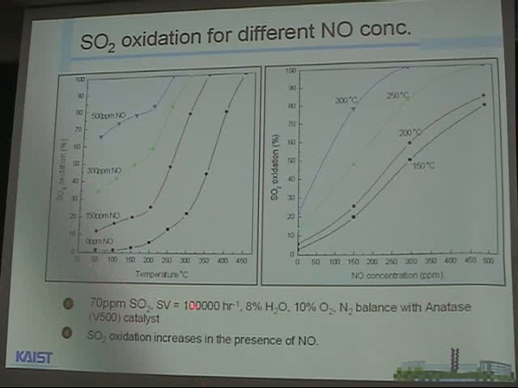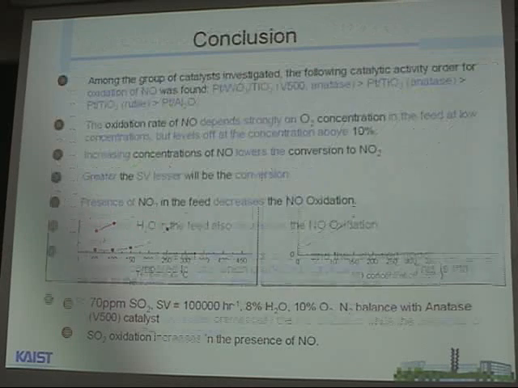And this is the effect of NO on SO2. As we know that NO2 is an oxidizing agent, when the NO conversion takes place, then the SO2 oxidation also increases, because NO2, as we know in the contact process, is used as a catalyst. NO2 is used as the oxidizing agent to increase the SO2 oxidation. So that is the phenomenon that takes place in this.